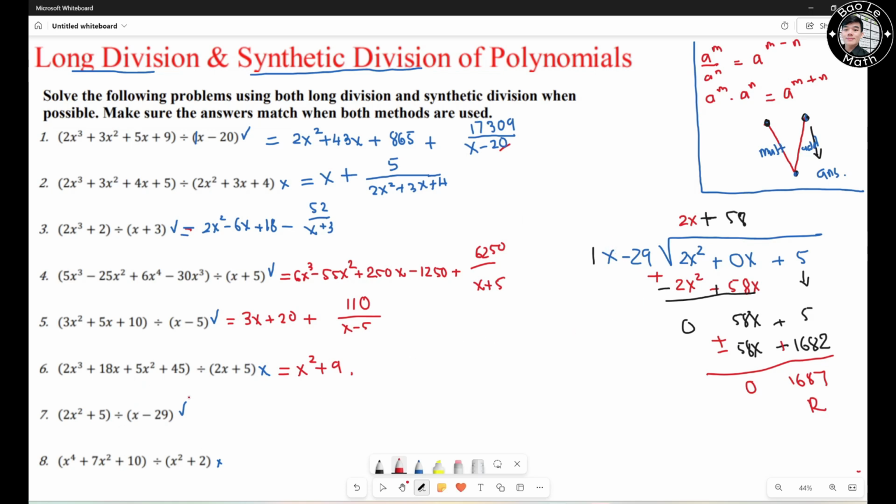So the answer must be equal to 2s plus 58 plus 1687 over the divisor. It's going to be s minus 29.